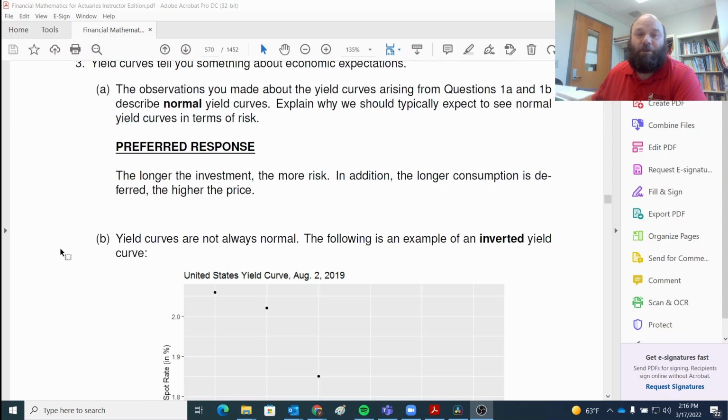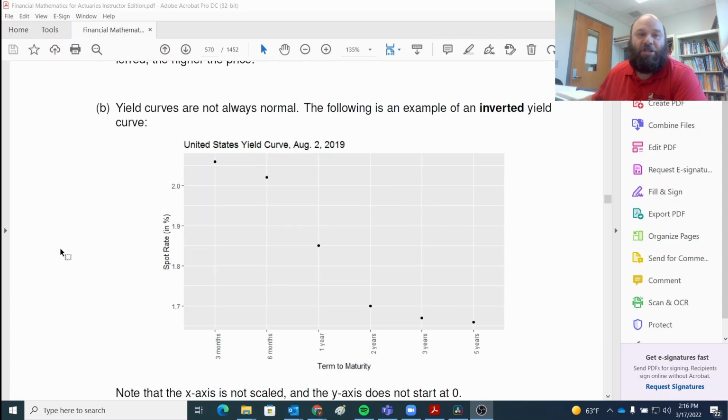But they're not always normal. So this example shows an inverted yield curve. This is actual data from the Treasury Department based on the market on August 2nd, 2019. So here's our yield curve.